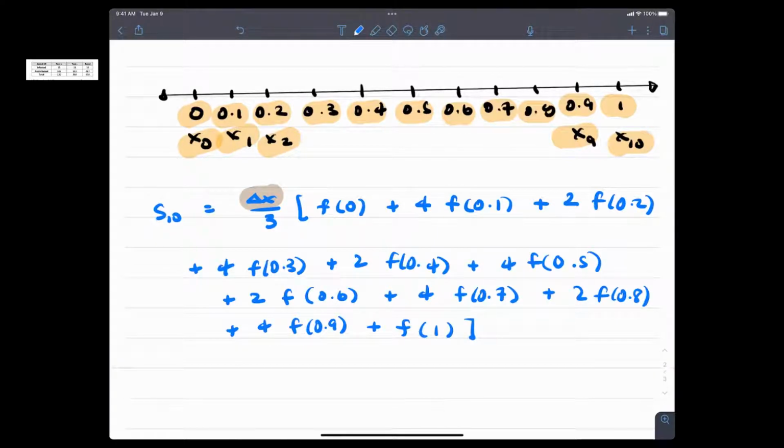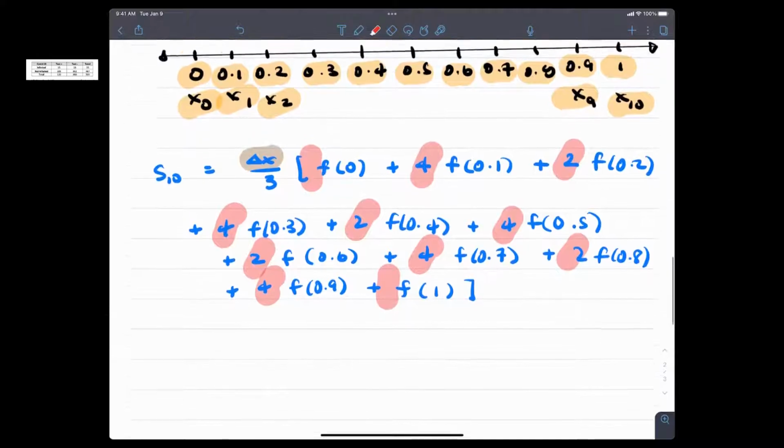Yeah, the weights. So in other words, pay attention to the weights. This is 1, 4, 2, 4, 2, 4, 2, 4, 2, 4, and then this is going to be a 1. So it's always going to follow that sequence if you have n being even. I can't remember, I think they have to have it bigger than 2 type of thing, whatever. But typically people look at 10 partitions, you know.